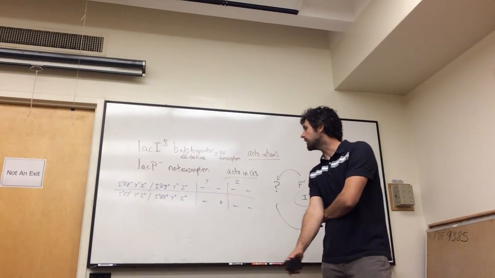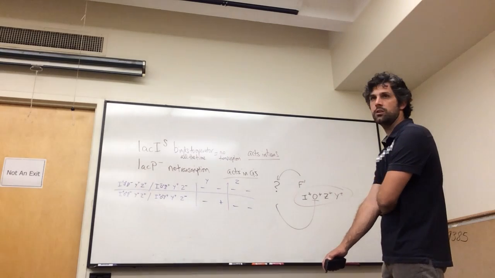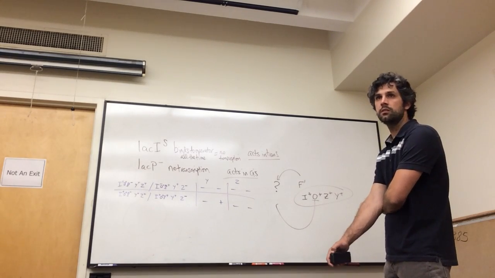I'm trying to think if there is a way that we can do it to be absolutely sure that it was a lacP minus mutation and not something else, like an O minus mutation?